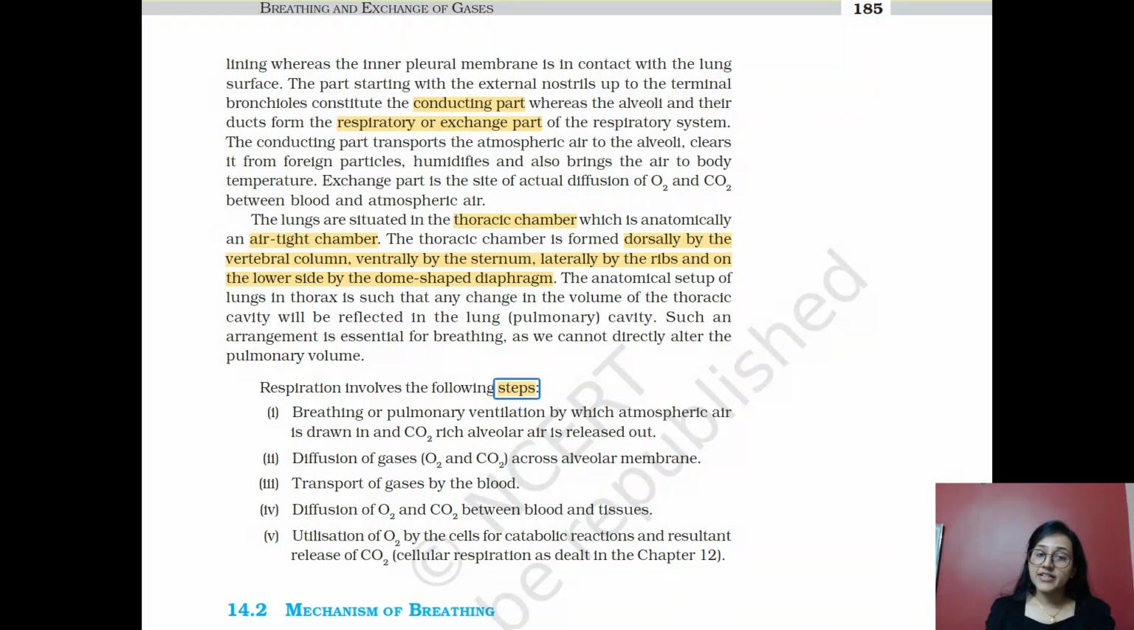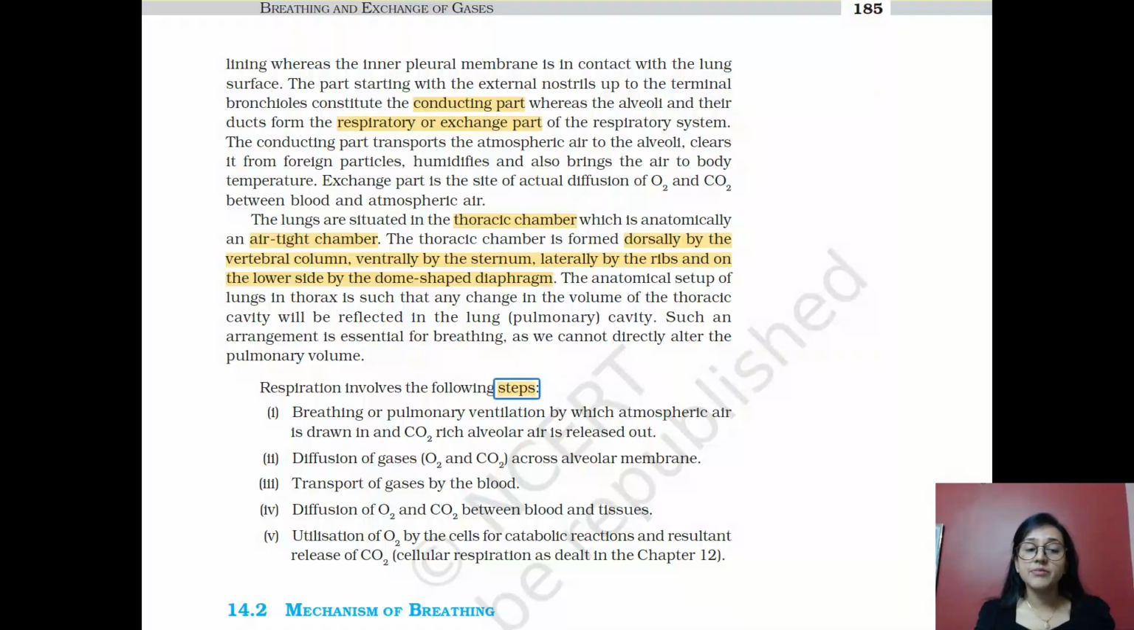The part starting with the external nostrils up to the terminal bronchioles constitute the conducting part, whereas the alveoli and their ducts form the respiratory or exchange part of the respiratory system. So the respiratory system in case of humans can be divided into two broader parts depending on the function they carry out. The first one is the conducting part, which conducts the air, the inspired air as well as the expired air, and the respiratory or exchange part where the exchange of gases takes place.